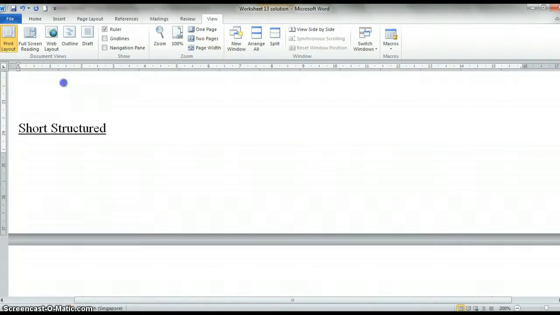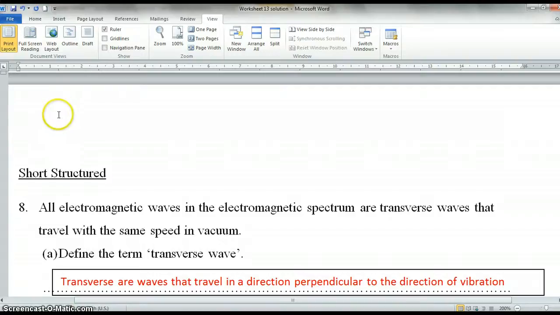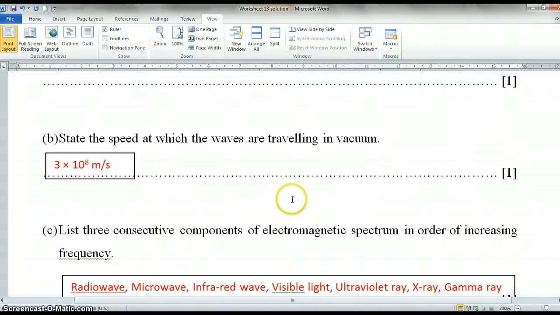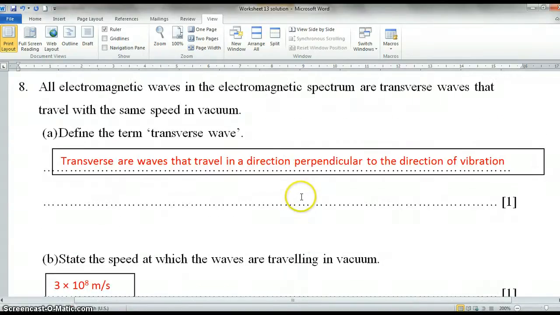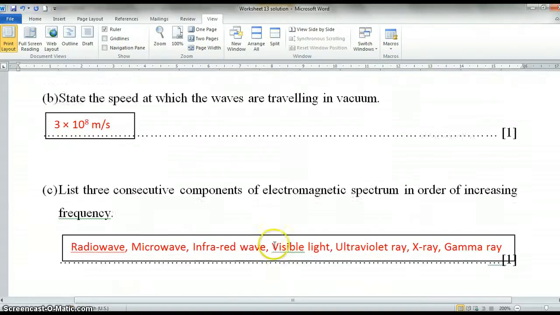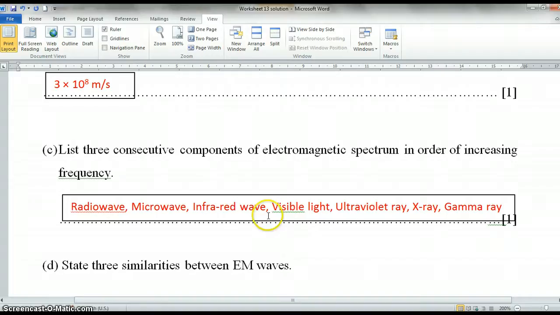Okay, the structure questions are very easy. What is the transverse wave? Okay, I shall not spend more than 2 seconds on this. Let's move on. Speed of the waves traveling in vacuum. Okay, for the above question, 3 times 10 to the power of 8 meters per second, because we're talking about the EM spectrum.